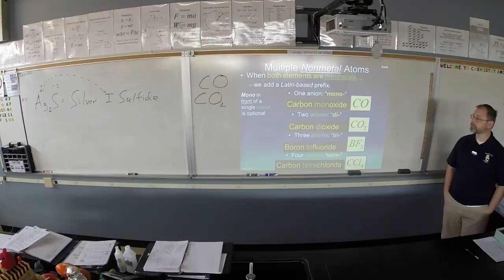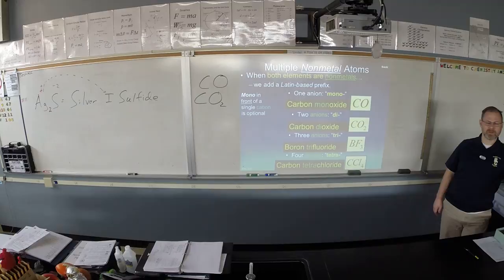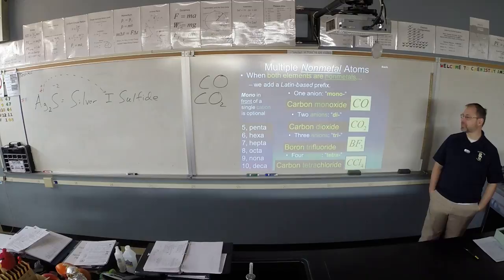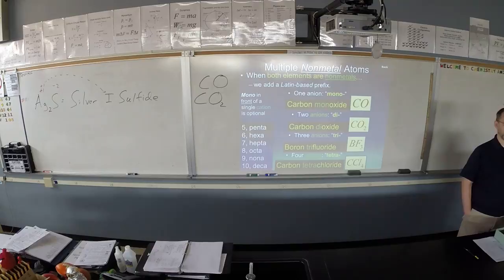Okay, who knows what 5 would be? Take a wild guess. Penta. What would be 6? Hexa. Hepta. Octa. It's just like the geometry: hexagon, heptagon, octagon, nonagon, decagon. So 5 is penta, like the pentagon. 6 is hexa, like a hexagon. 7 is hepta, like a heptagon. 8 is octa, like an octagon. And 9 is nona, like a nonagon. And 10 is deca, like December plus 2 months.